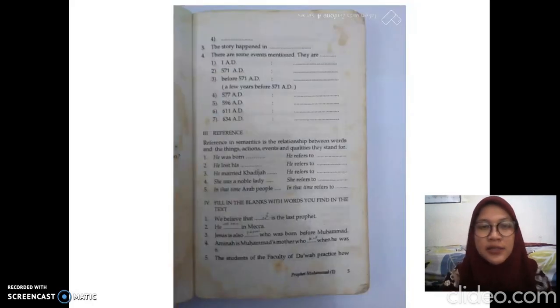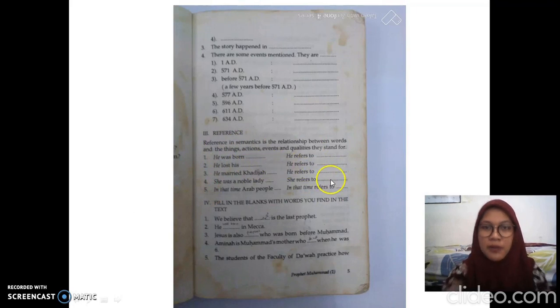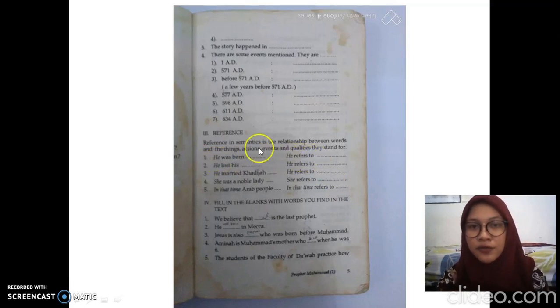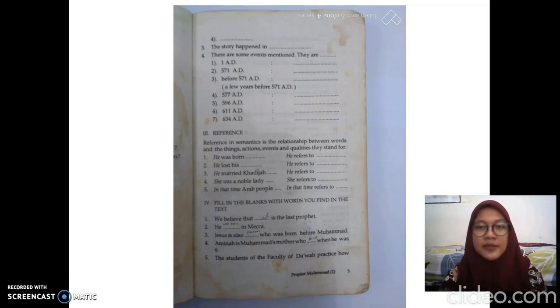And the next exercise is reference. We can see it has five questions. He was born, and so on, and beside the sentence there is "he refers to". In the first sentence, "he" refers to whom? So we should know by reading the text, and we will know that the answer is Muhammad.